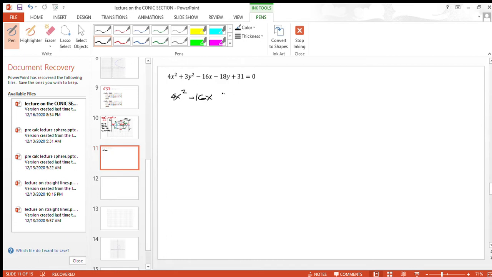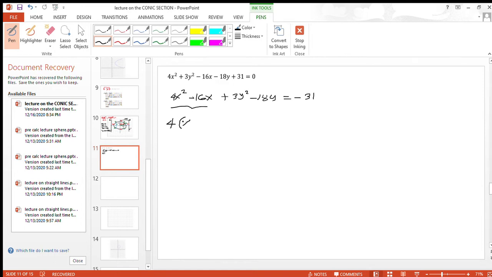The terms involving y squared and y will go together, and then we isolate the constant on one side of the equation. Okay? But unlike for the circle, we can divide both sides by the coefficient of x squared and y squared. In here, we cannot do that anymore because they are not equal. So what will we do instead? So for the terms involving x squared and y squared, we factor out the coefficient of x squared.